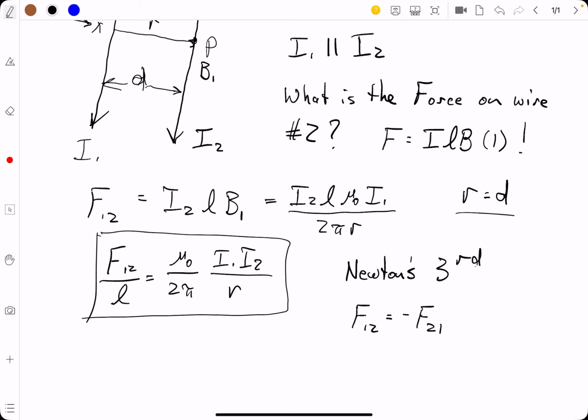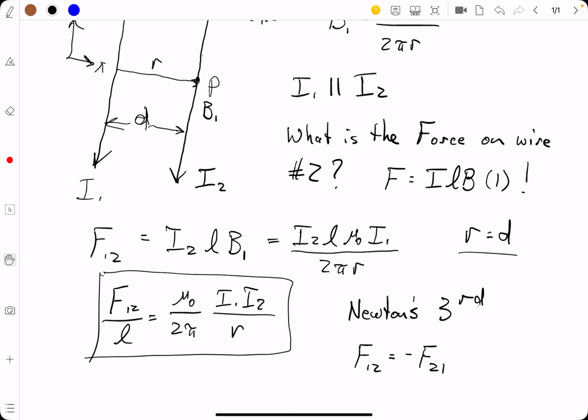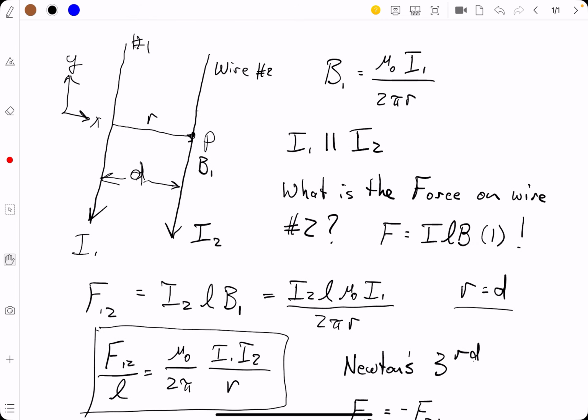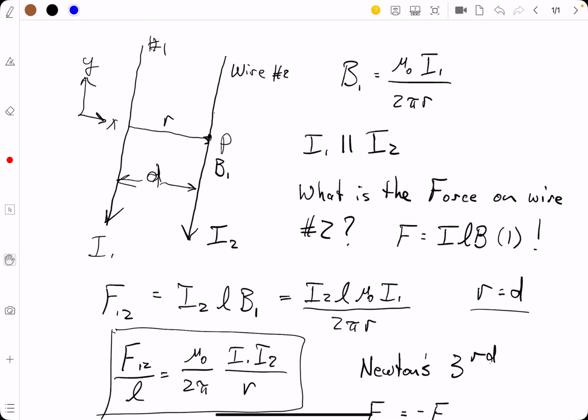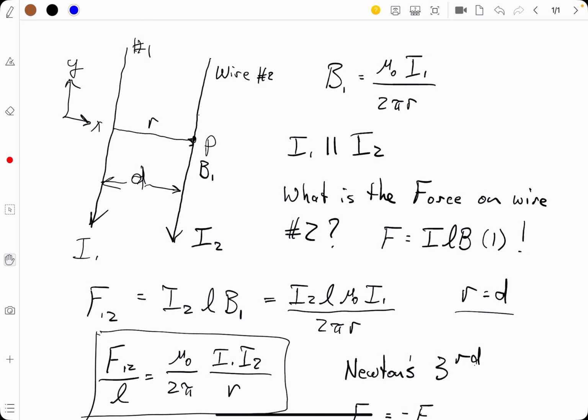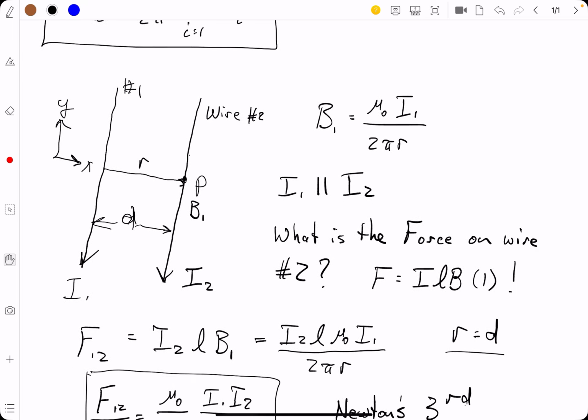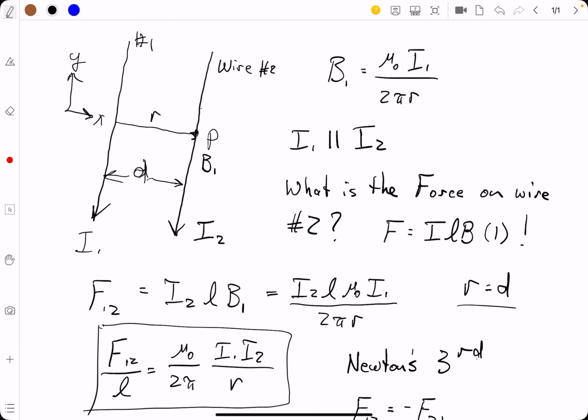Let's first figure out what F12 is. So let's go down here, figure out the direction of F12. So we have a B field. What's our B field? So we put our thumb along the current I1, because we want to know the direction. We want to know the direction of this, okay? So what direction?